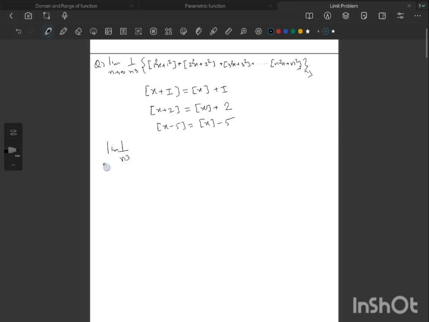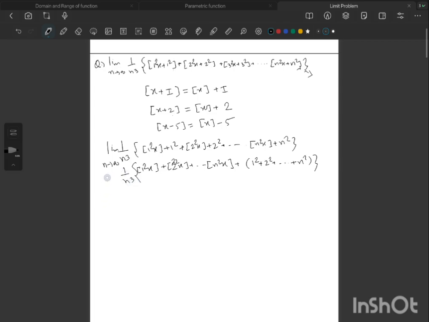So this will become limit n tends to infinity of the greatest integer of 1 square x plus 1 square, 2 square x plus 2 square, and so on, up to n square x plus n square. Now we collect all the greatest integer terms on one side: 1 square x, 2 square x, and so on, up to n square x, plus 1 square plus 2 square and so on plus n square. These are our remaining problem.